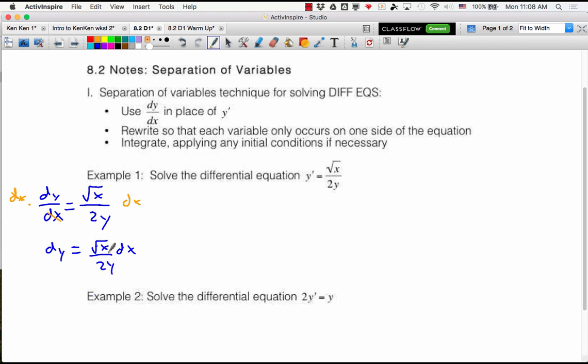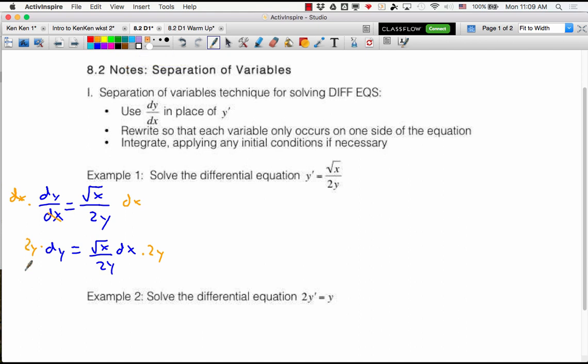So we've got our x's collected over here, and there are no more x's on the other side. My next step is simply using algebra. We're going to collect the y's over here, so I'll multiply both sides by 2y.